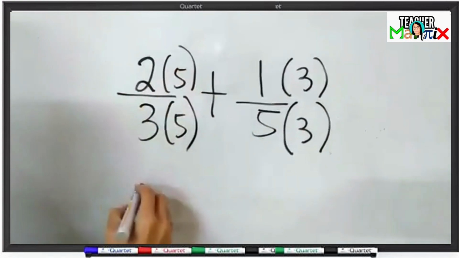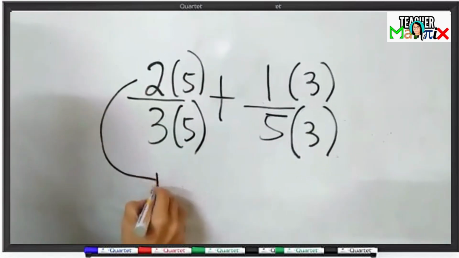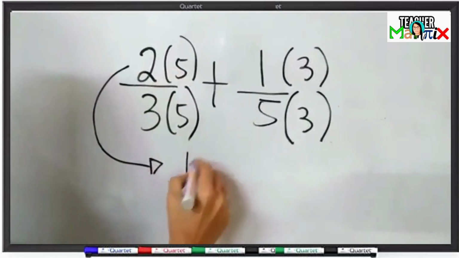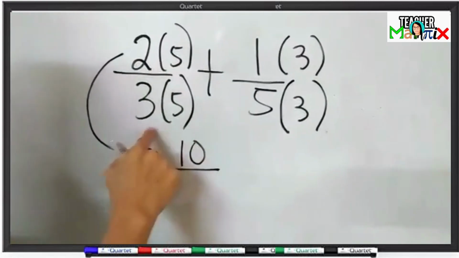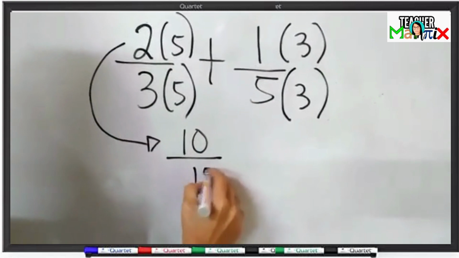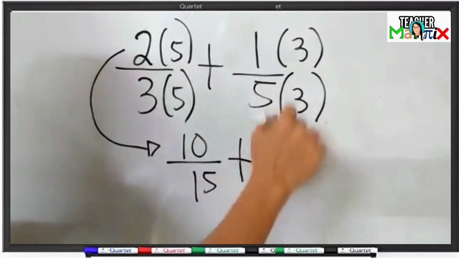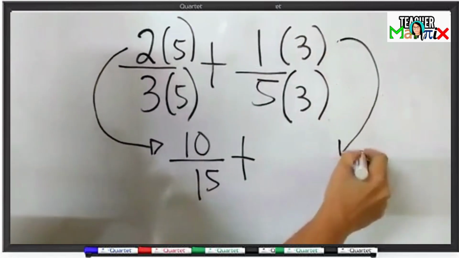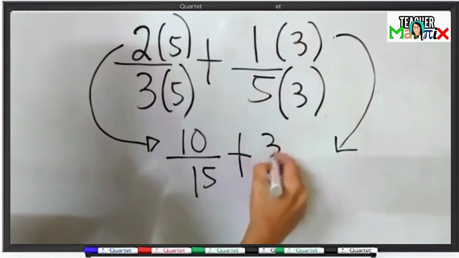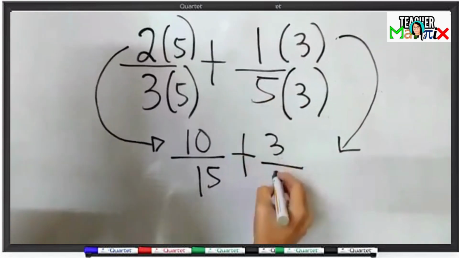Para gawin natin yung similar fractions. So, i-multiply ang 2 times 5, which is 10, over 3 times 5, 15, and then plus 1 times 3, which is 3.